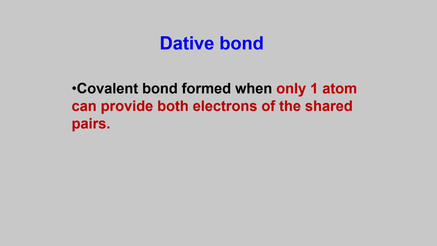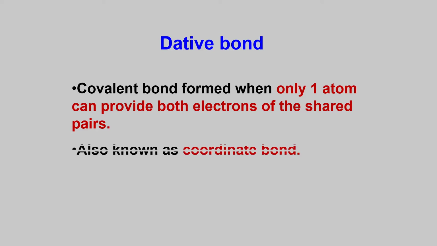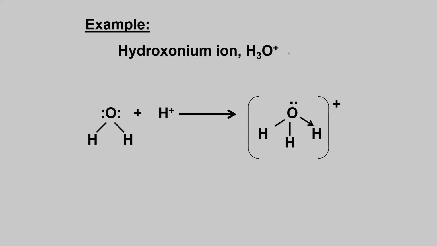A dative bond is when only one atom provides both electrons in a shared pair. Okay, also known as a coordinate bond. So old books sometimes call it coordinate bonds, but we will call it dative. Okay, this is an example of an acid.